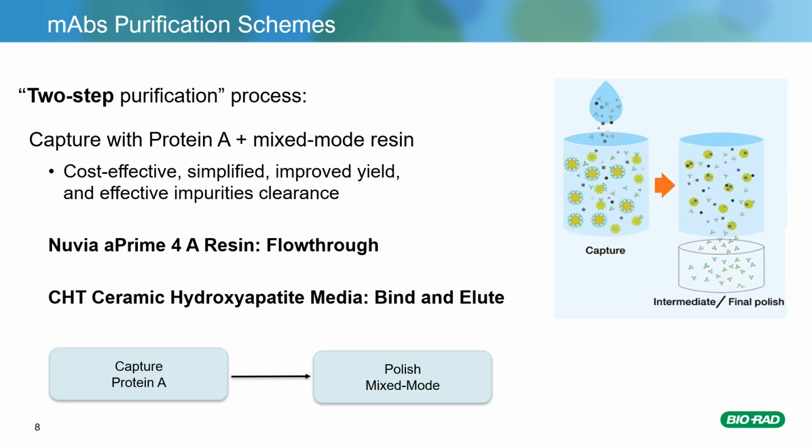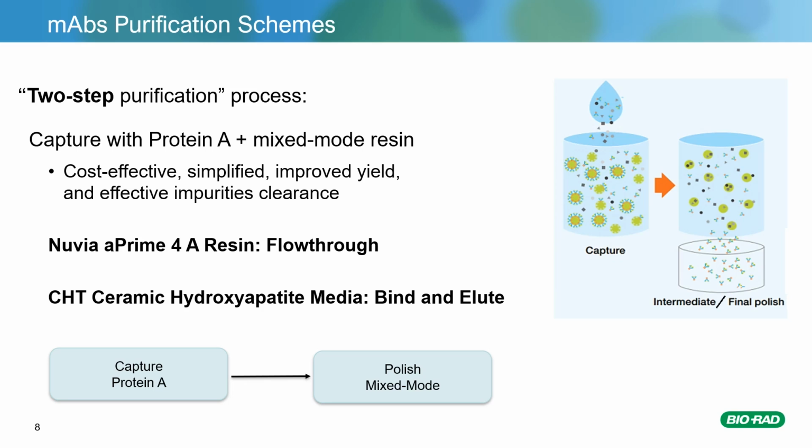There is also another alternative to a standard three-step purification process for mAbs. It's a two-step purification workflow with protein A coupled with mixed mode resins. This setup gets the most out of mixed mode resins. There are several advantages to a two-step process. It's cost-effective, short and simplified. It gives effective impurities clearance with decent product recovery.